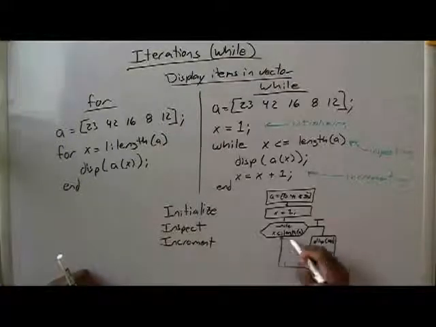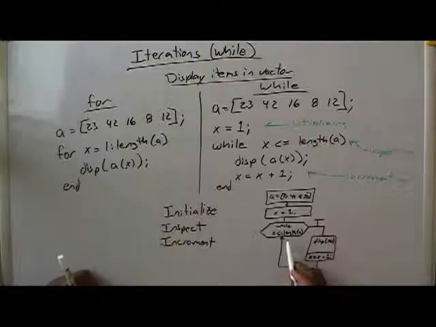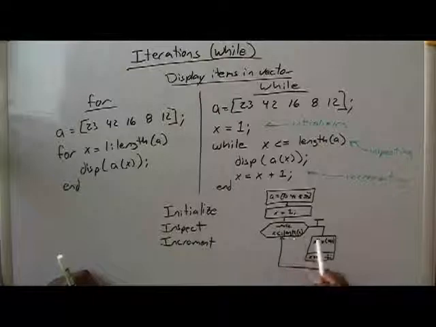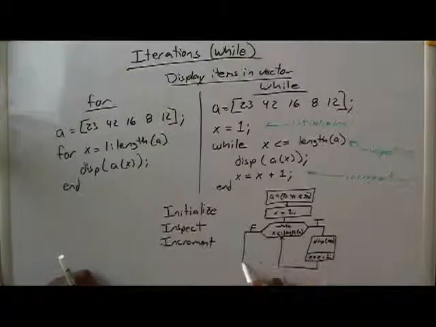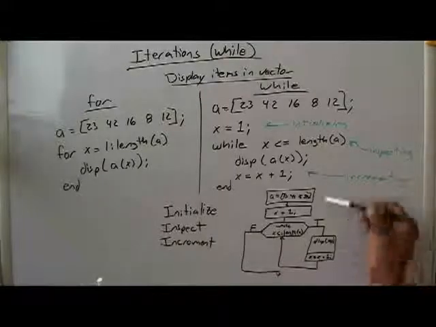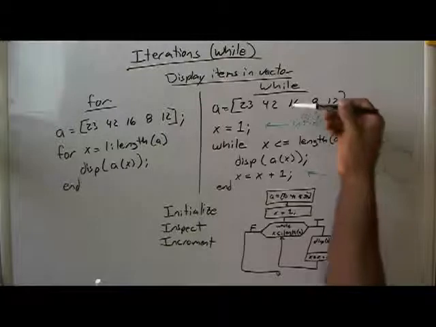And we continue to do this loop until this logical statement, x is less than or equal to the length of a, is false. And when that becomes false, we exit out of the loop and continue on. Okay? So this is a flowchart diagram of what's actually going on here.